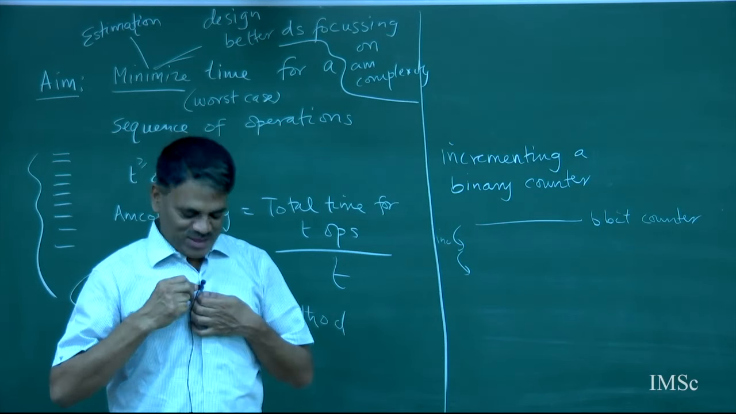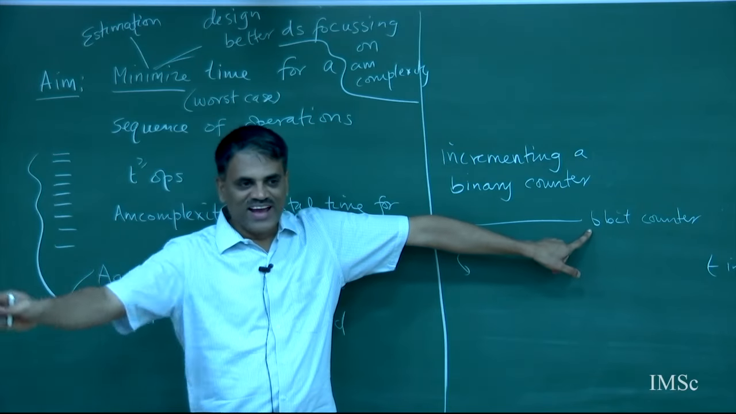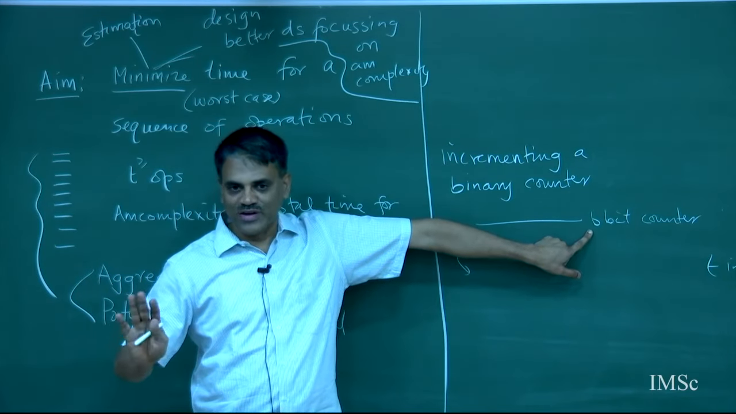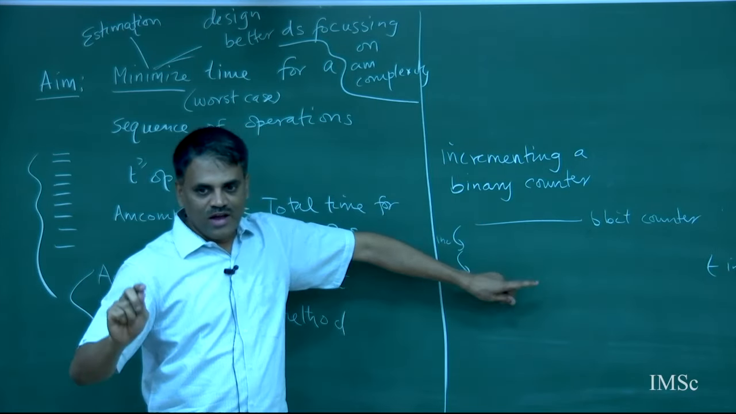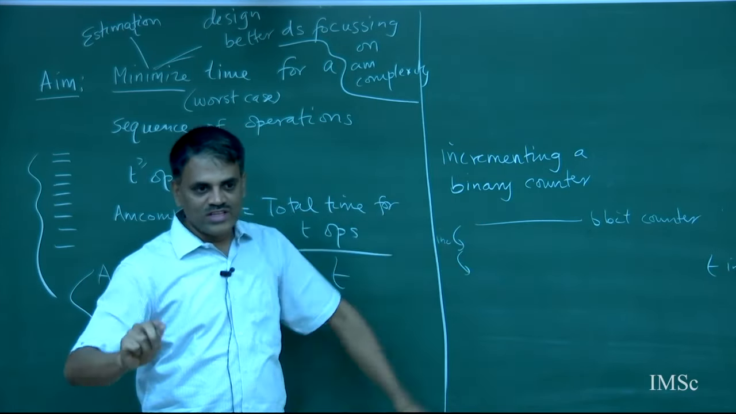So I want to do this increment, and let's say I do some large number, some T increments. What is the worst case time for an increment operation? Wait, you're jumping ahead. First of all, we're talking about B-bit counters. I'm saying, what is the worst case time for a single increment operation?